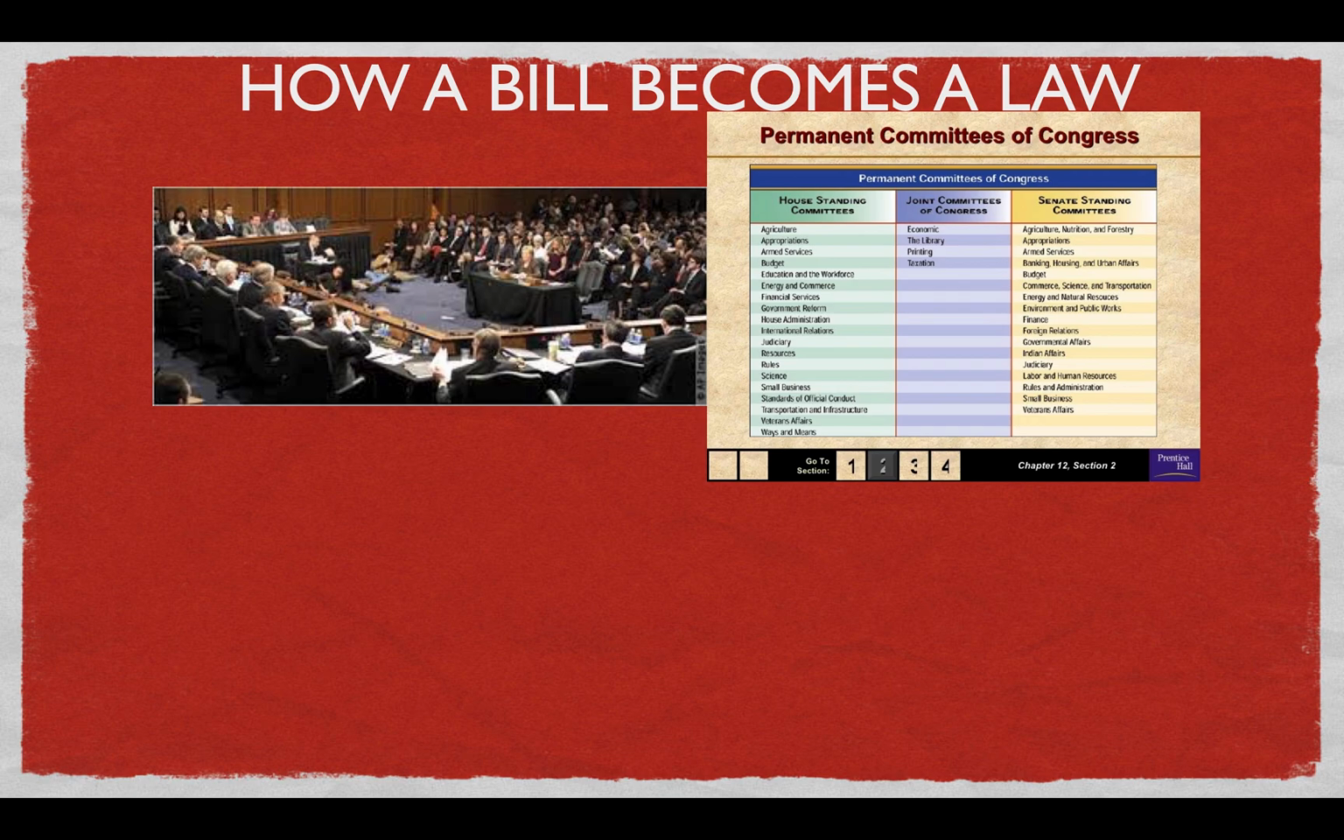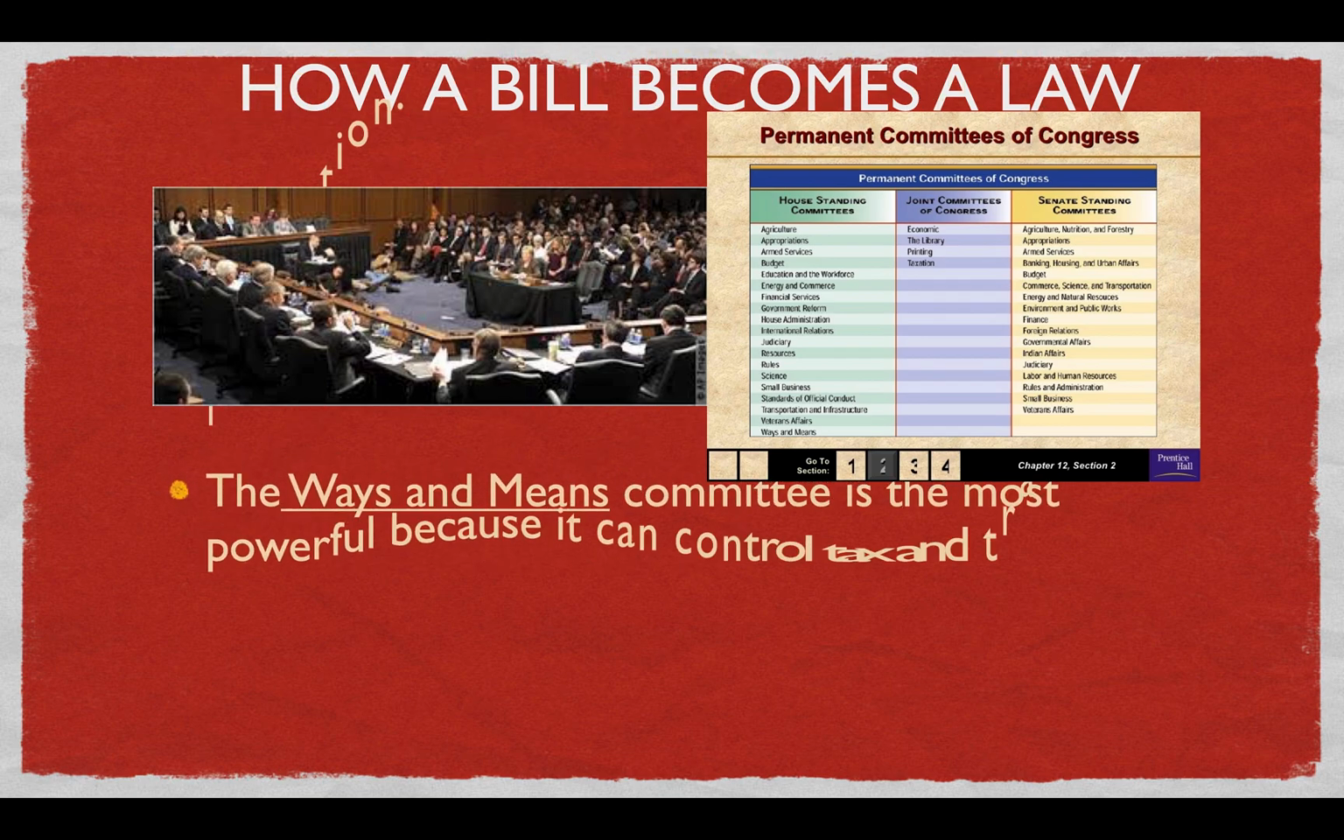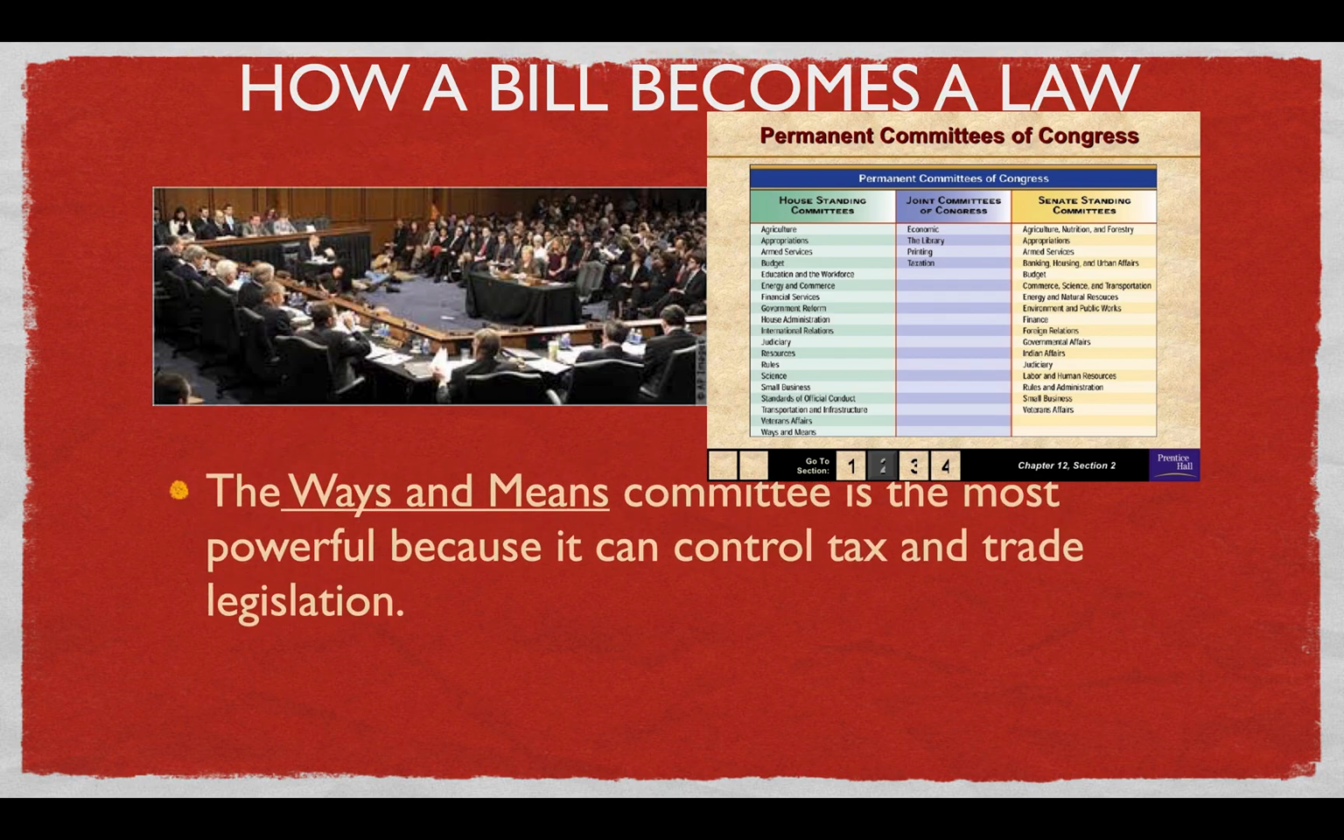So here are some examples of bills. In the House, there are the committees: Agriculture, Appropriations, Armed Services. The Senate has Finance. Foreign Relations is very important because the Senate is the one that actually deals with treaties and trades. Okay, the Ways and Means Committee, we've said, is the most powerful because it can control tax and trade legislation. Very important.